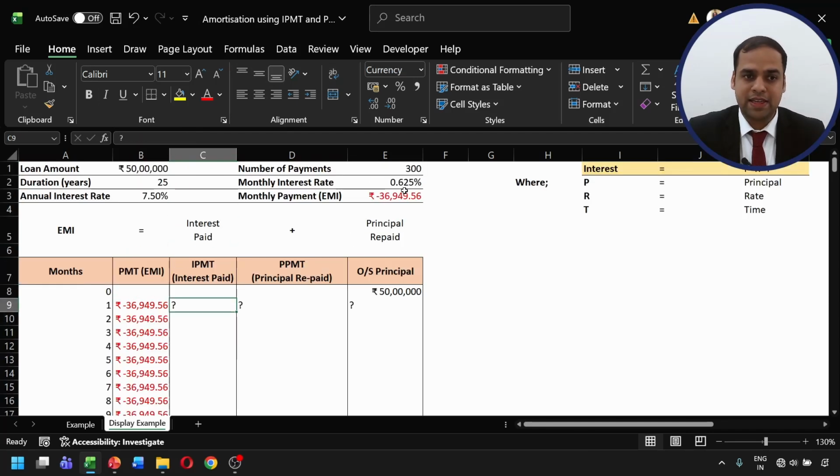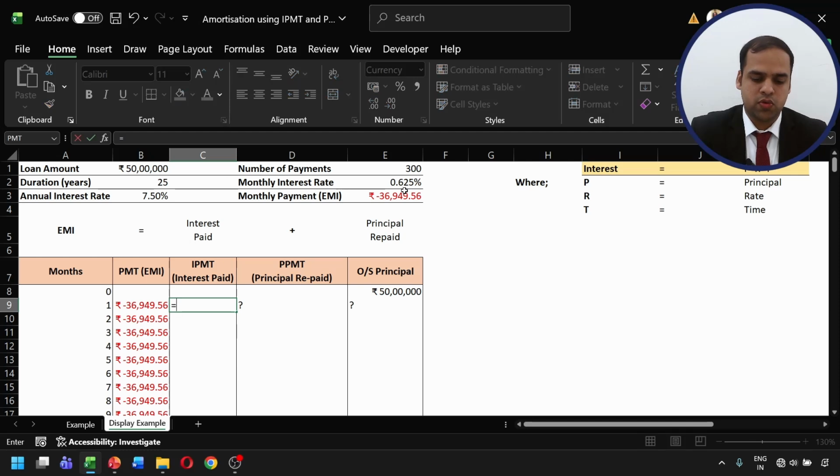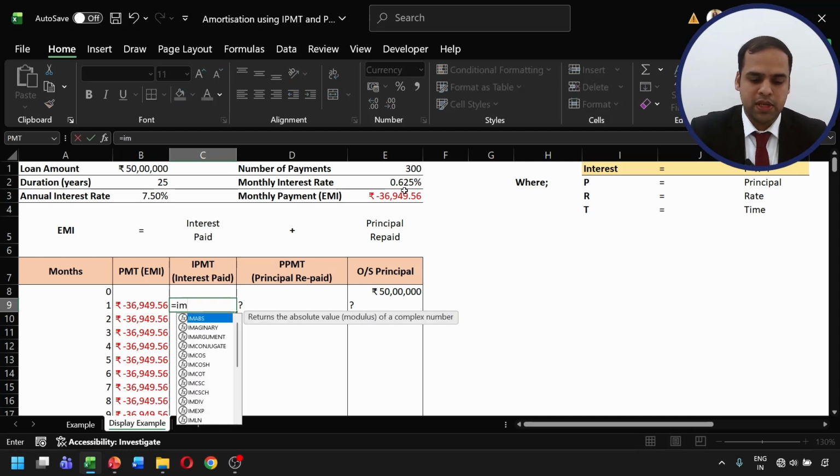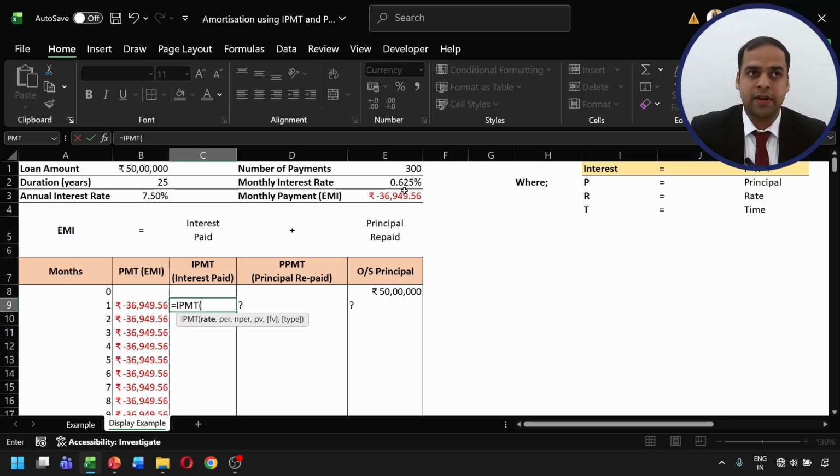Now to calculate the IPMT, or the interest portion of that EMI, we will use IPMT. And remember, interest is calculated using the simple interest formula P into R into T. So P is principal, R is rate, and T is time. This calculation or this explanation I have given in the previous video as well.